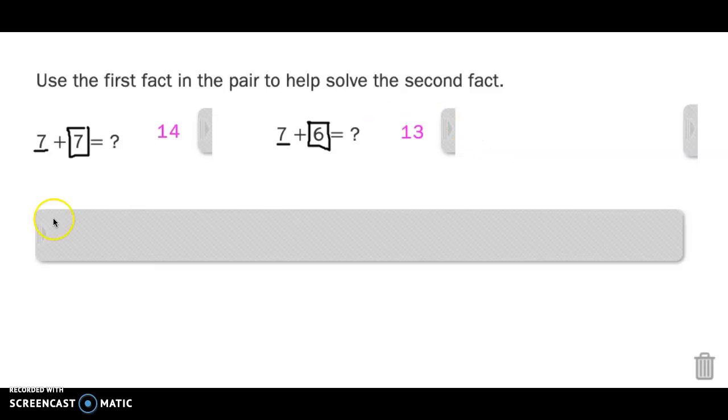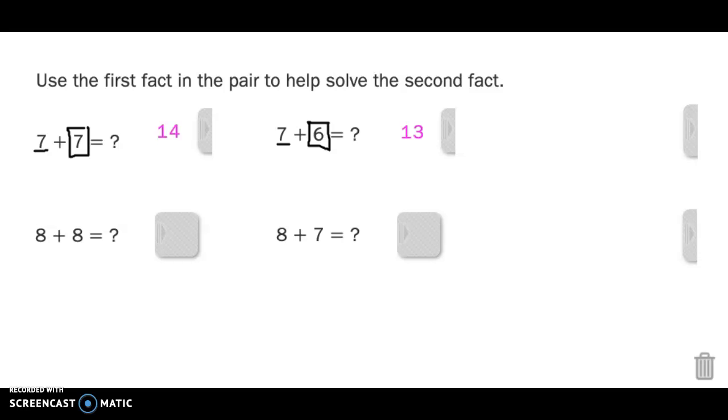Make sure you are writing this down so you can take a picture afterwards and send it to us, right? If I'm writing something down, you're writing something down. So instead of question marks here, we're going to be writing our answer. So 7 plus 7 equals 14. Wonderful. Our next one is 8 plus 8.